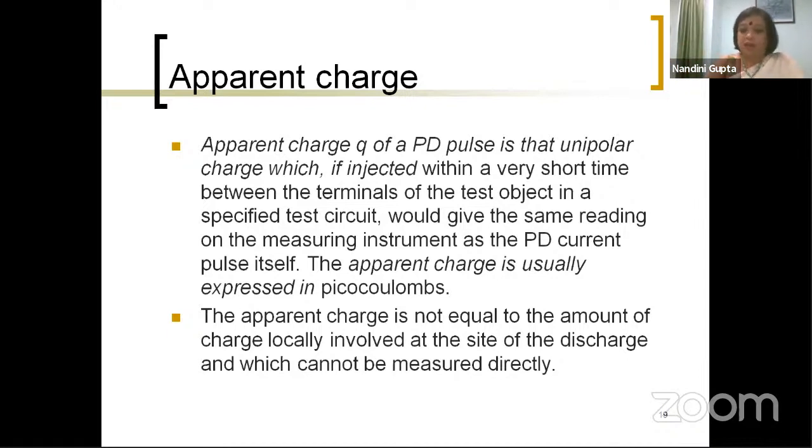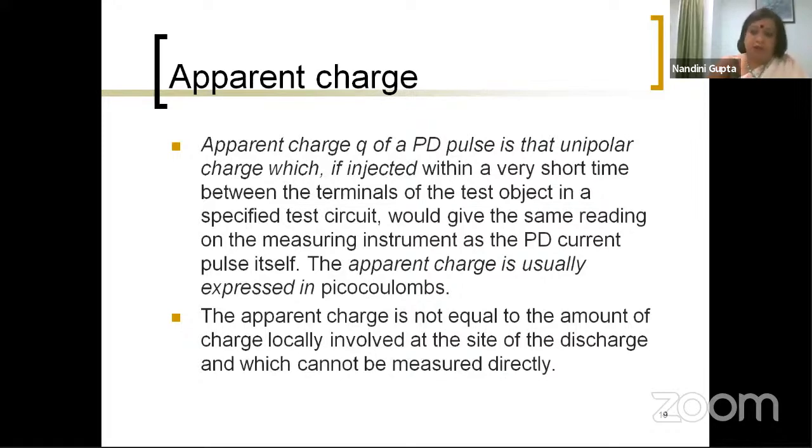So this is very important to understand. The apparent charge is a unipolar charge which is injected within a very short time between the terminals of the test object and gives the same reading as the PD current pulse itself. Apparent charge is, of course, expressed in picocoulombs.